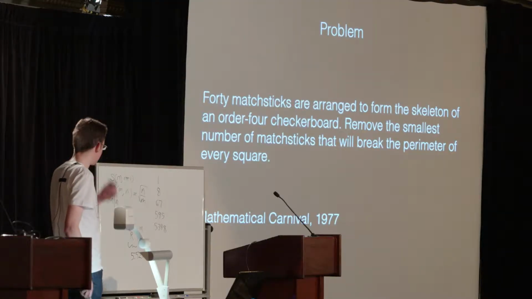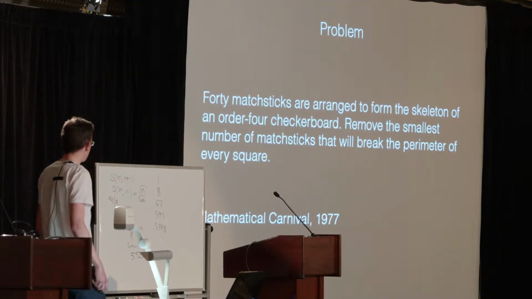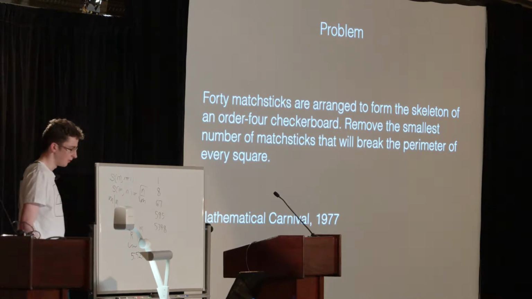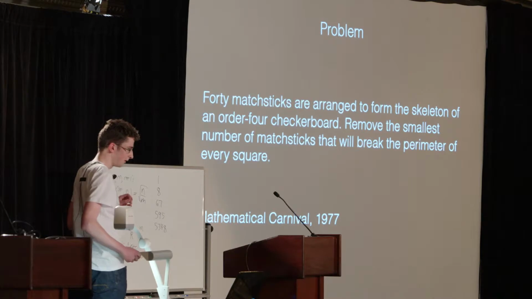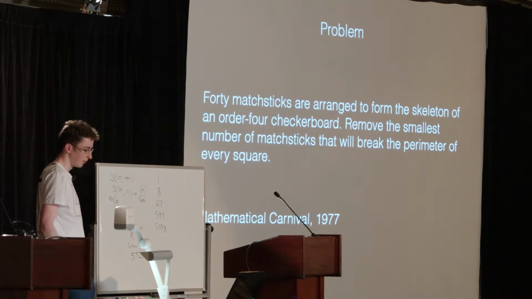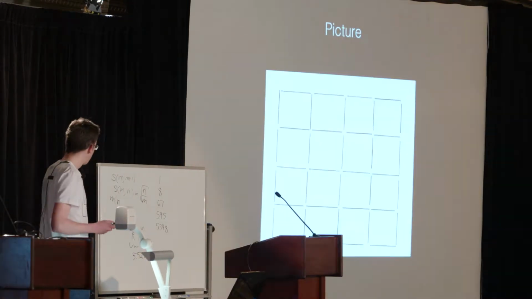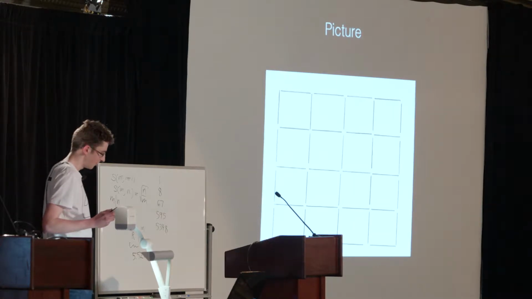Okay, so here's a puzzle that appeared in Mathematical Carnival, a collection of puzzles by Martin Gardner. 40 matchsticks are arranged to form the skeleton of an order 4 checkerboard. The problem is to remove the smallest number of matchsticks that will break the perimeter of every square. Here's a picture of the situation.